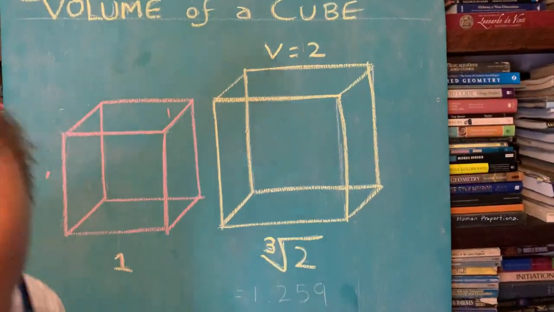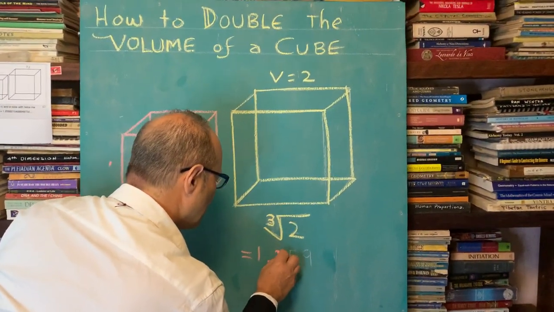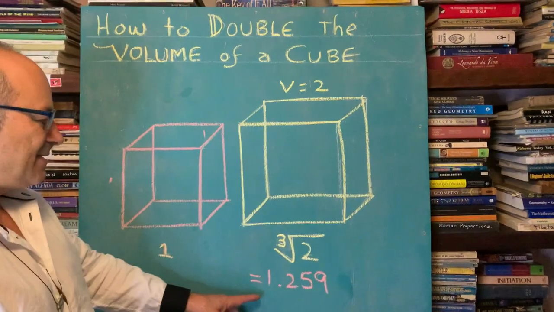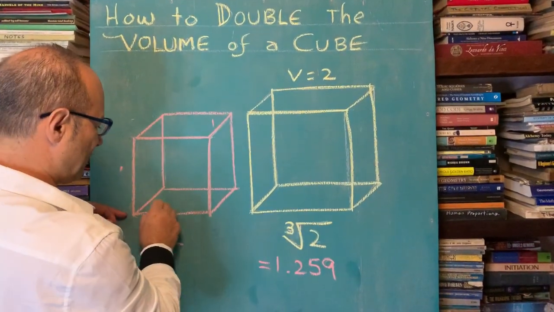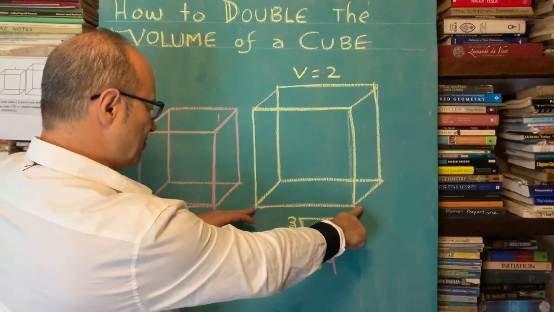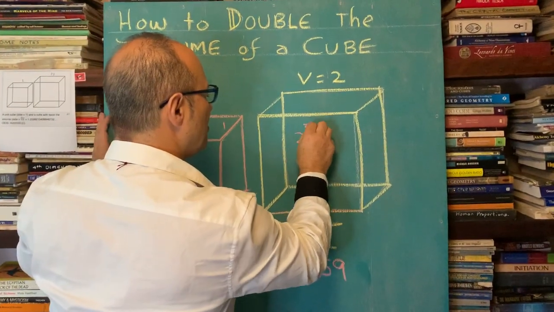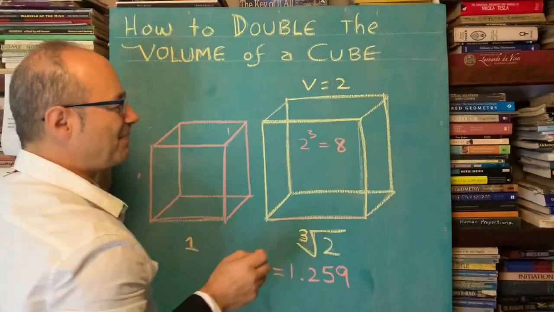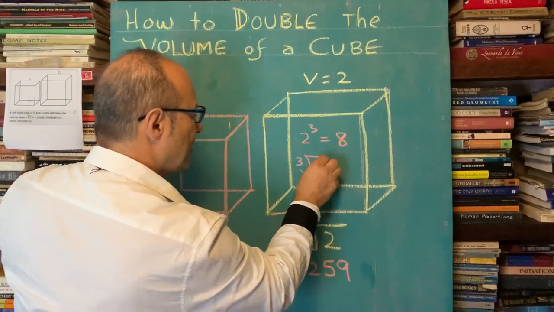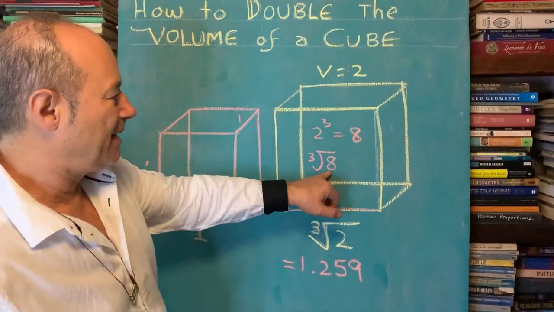1.259. I'm going to write that down. So it equals, the answer was 1.259. And the reason I'm saying this is that most people would say that if this is 1, to double our cube, we go a length of 2 units. But 2 cubed equals 8. So that can't be the answer, because the cube root of 8 means what number multiplied by itself 3 times gives 8.